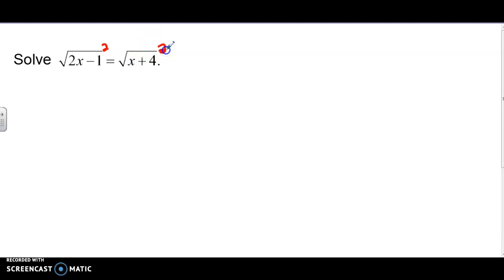And when we do that, we're going to have 2x minus 1 equals x plus 4. Now we'll go ahead and solve. Subtract x from both sides. We get x, add 1, equals 5. And as always, you can plug it in and check it out. That would be the square root of 9, which is 3. This would be the square root of 9, which is 3. So we know we did it correctly.